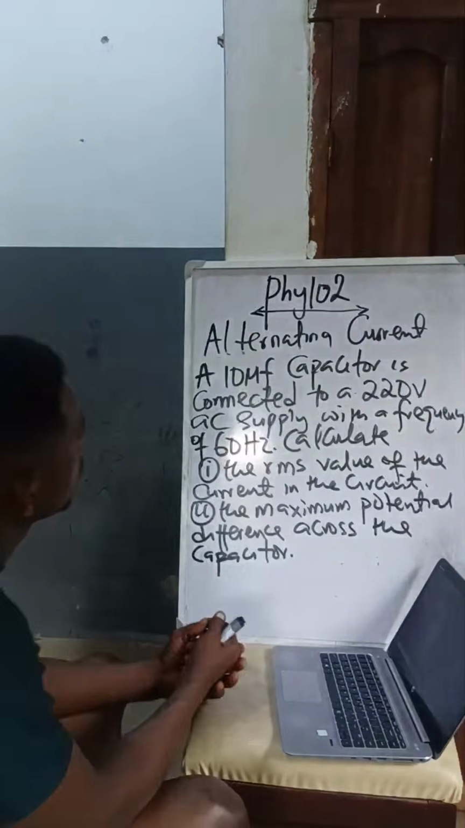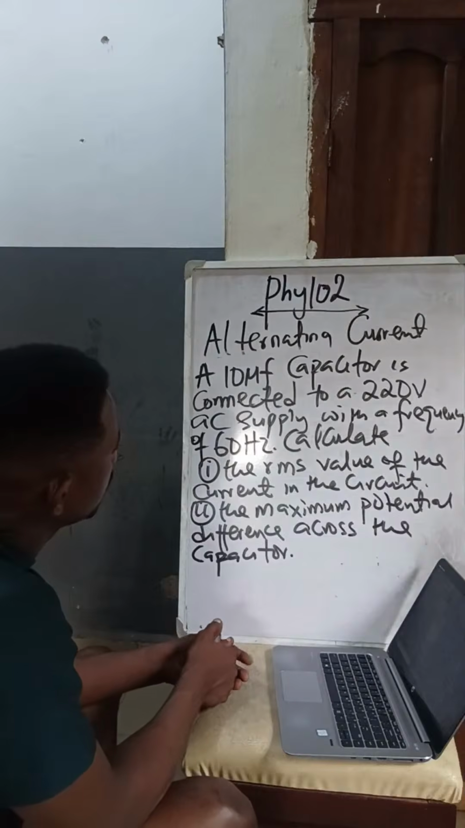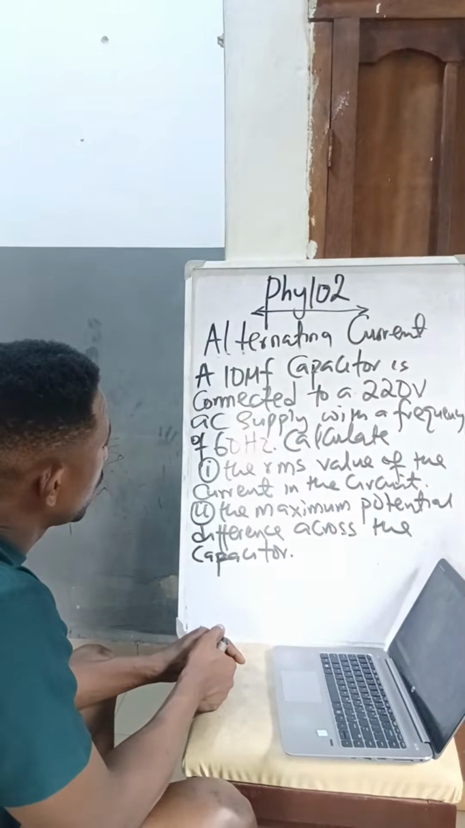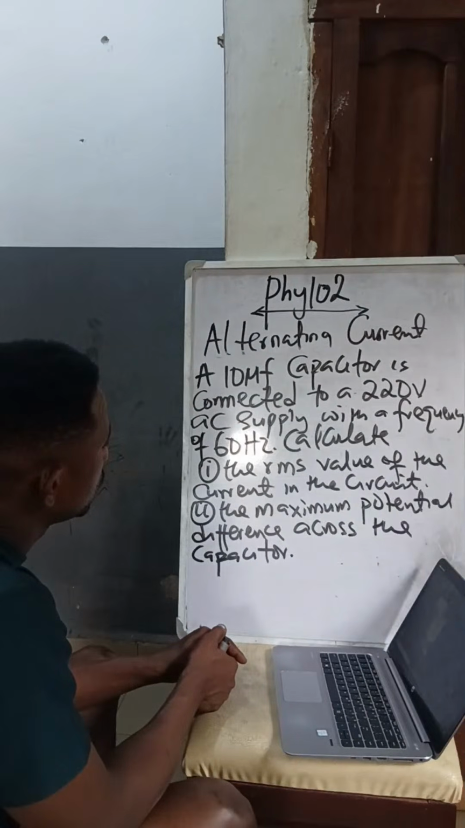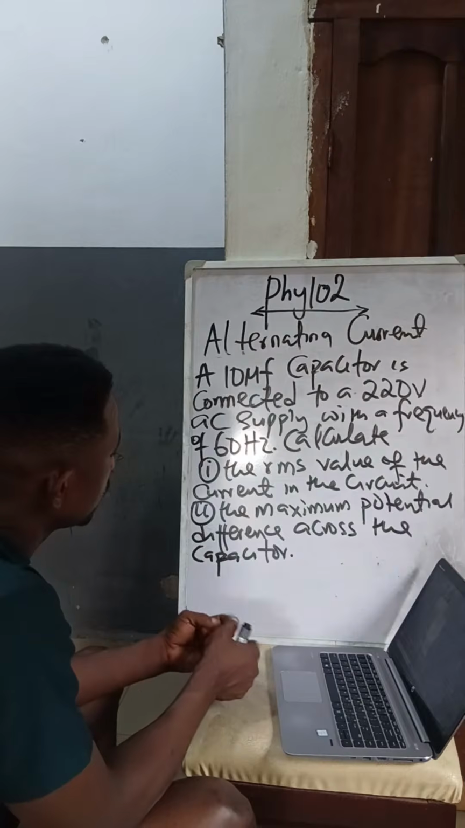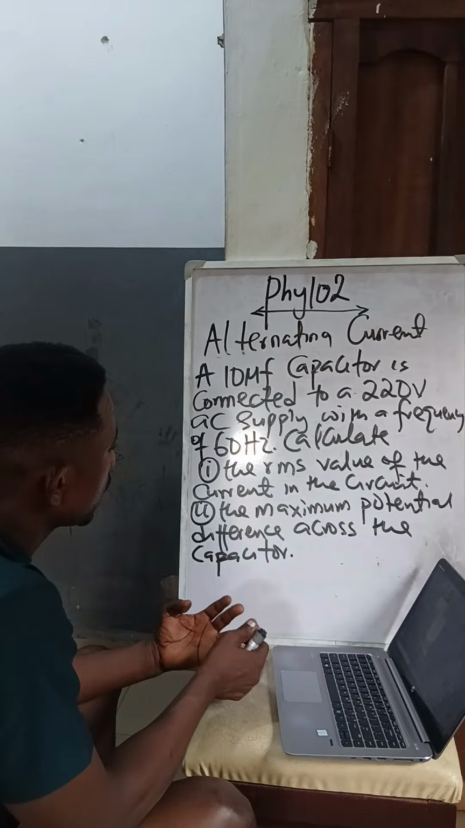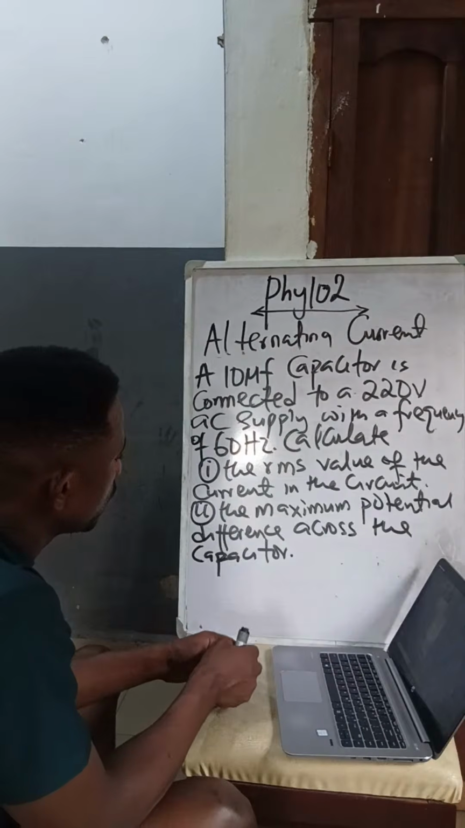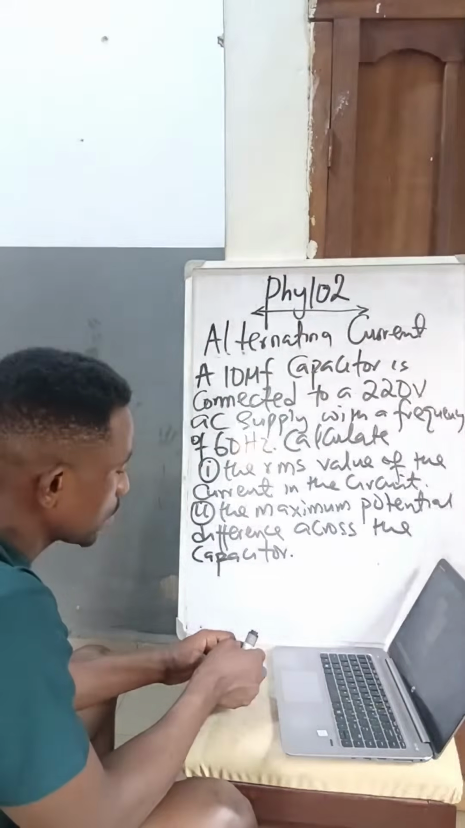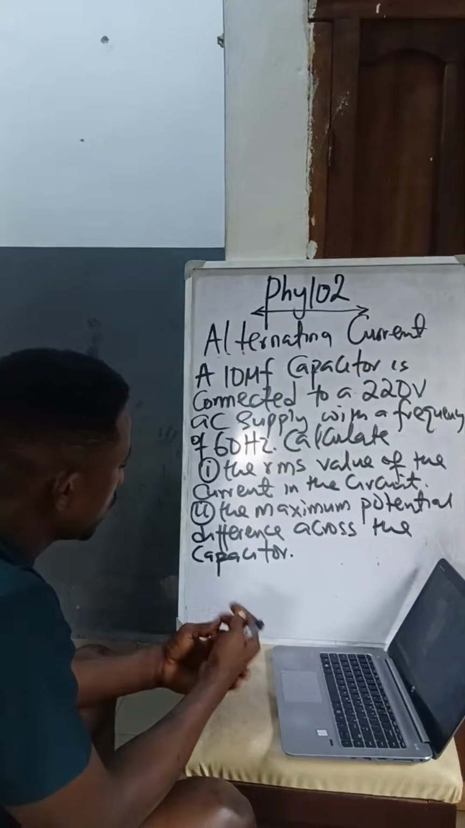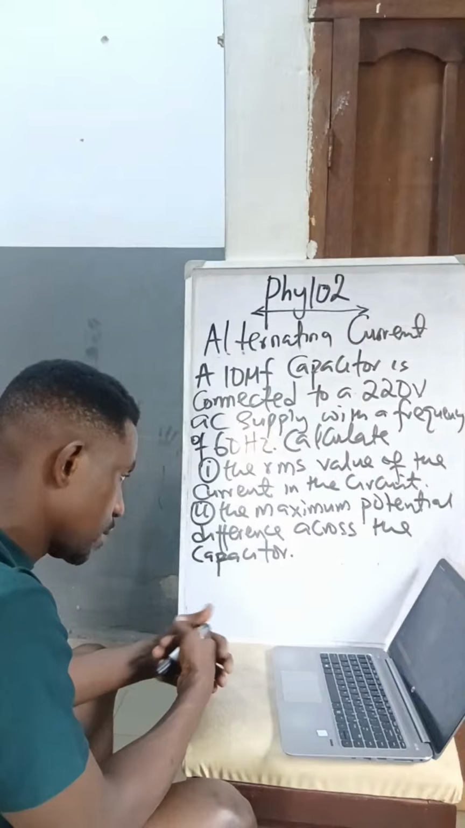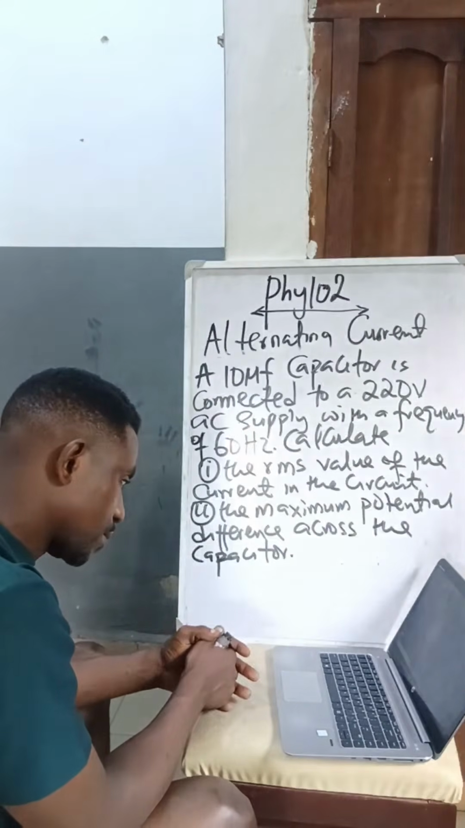All right, a 10 microfarad capacitor is connected to a 220-volt AC supply with a frequency of 60 Hz. Calculate 1. The root mean square value of the current in the circuit. 2. The maximum potential difference across the capacitor.